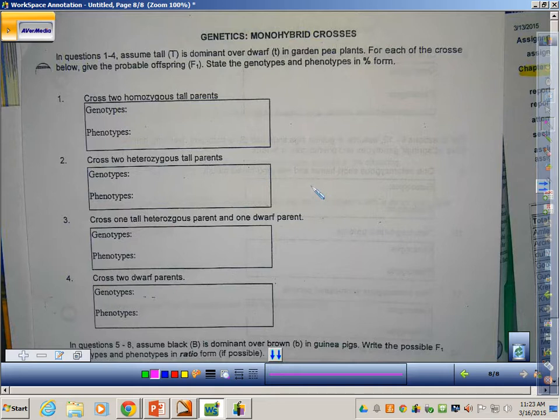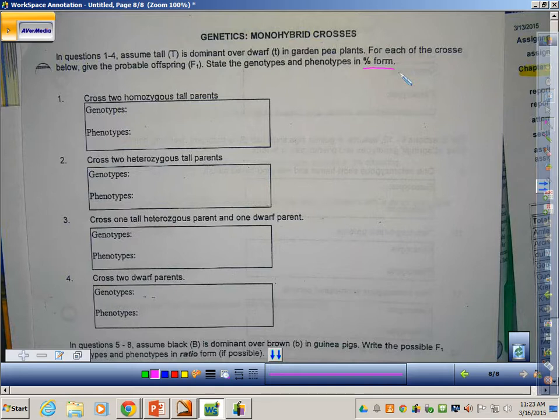We don't use a D, right? So for each of the crosses below, it says give the probable offspring, or zygotes. And it says state the genotypes and phenotypes in percentage form. Sometimes I'll ask for a percentage. Sometimes I'll ask for a ratio. Sometimes I'll ask for a fraction. So whatever I ask for, that's what I want.